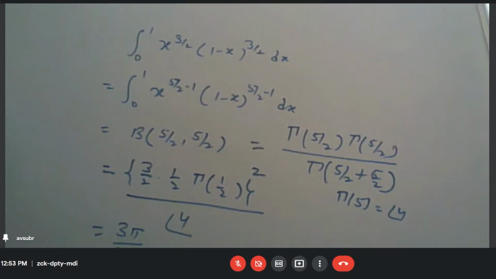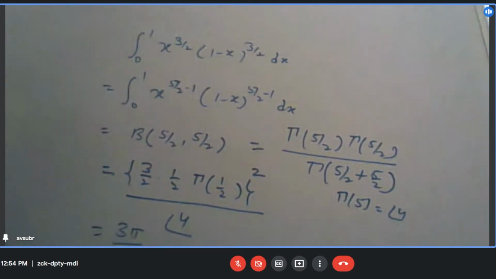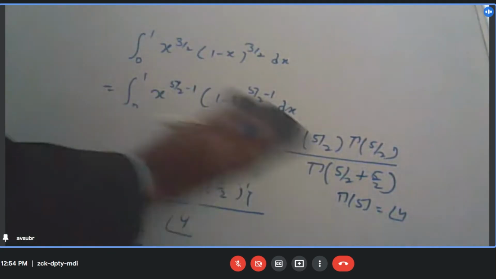Check it out. Okay, right? So this is another problem which we can solve using beta functions. Up till now, do you want to ask anything? Whatever I have taught, did everything make sense?